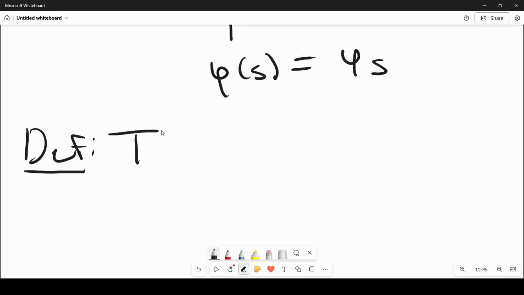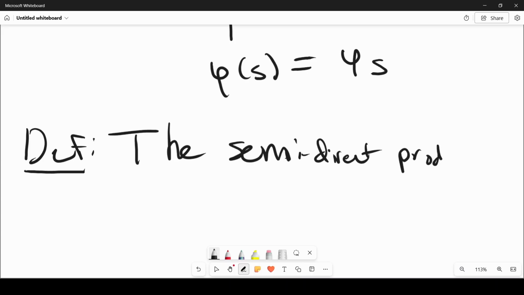So I'm going to define the semi-direct product, which I'm going to notate like this. So this is kind of like an X with an extra line attached. And note that the X opens up to the normal subgroup. It opens up to R, which is normal. And it's closed on the not normal subgroup.